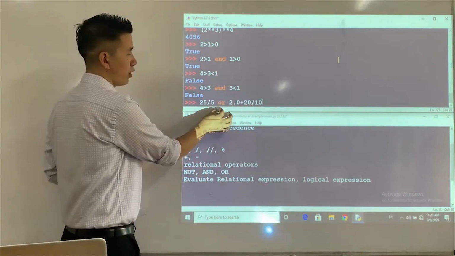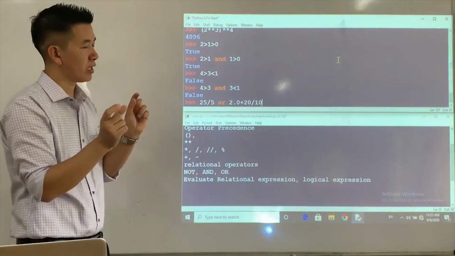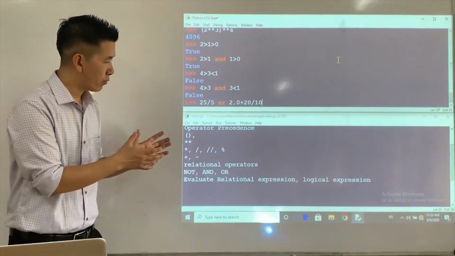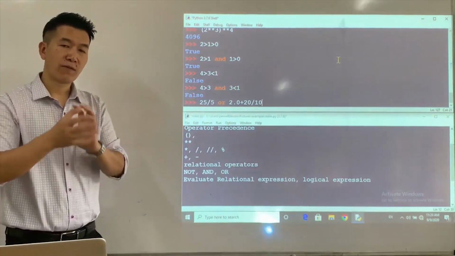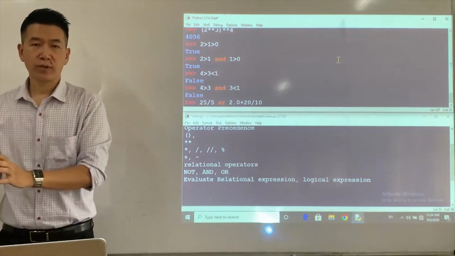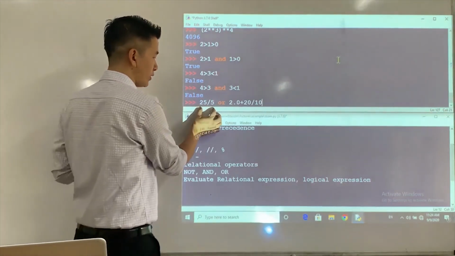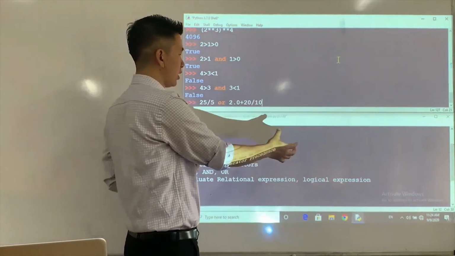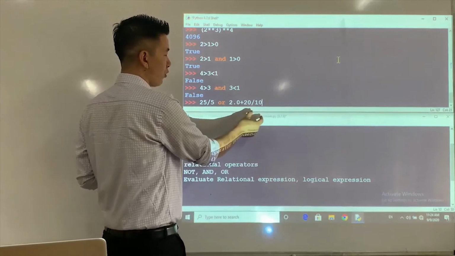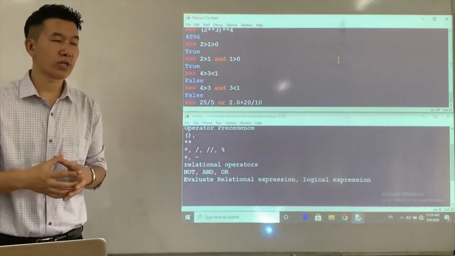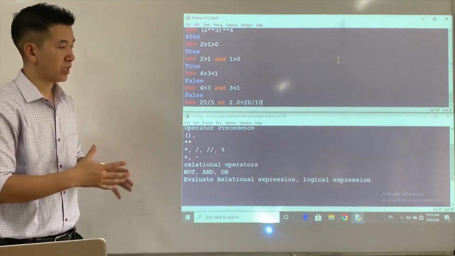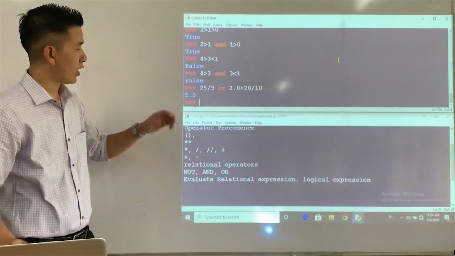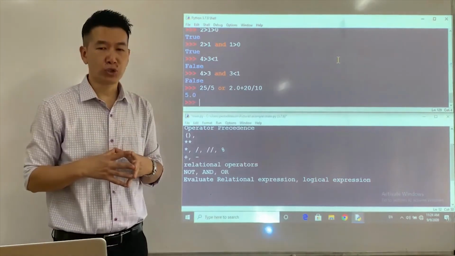When you have the OR operator in between the operands, remember the rule: if the first operand has a true value, the first operand will be the result of the expression. So you have 5.0 as the first operand, 4.0 as the second operand. When you have 5.0 or 4.0, 5.0 has the truthfulness value of true. If it's true, the first operand will be the result. This is the reason why you get the answer as 5.0.